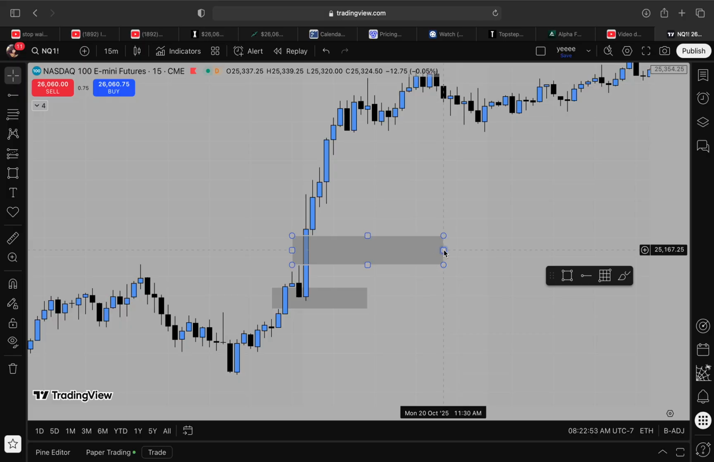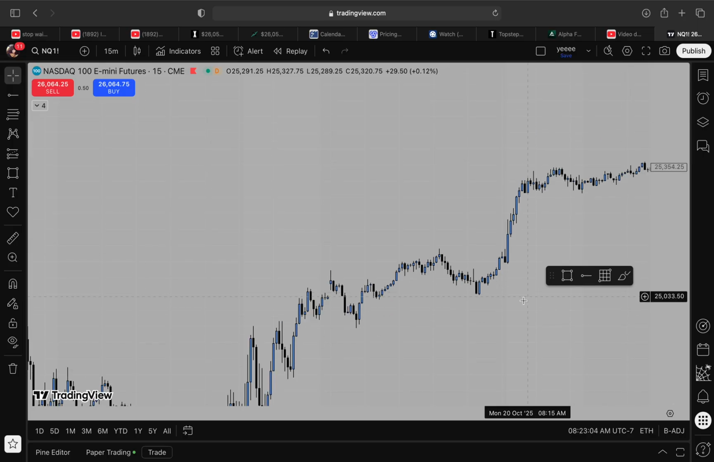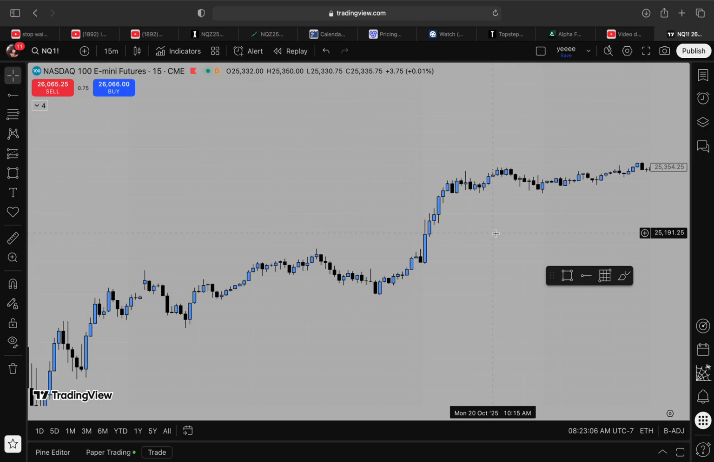So yeah, it usually means price is rapidly moving up, like it shows right here, just all green, all bullish candles. So price probably just rapidly shot up. So yeah, that's fair value gaps part 2.